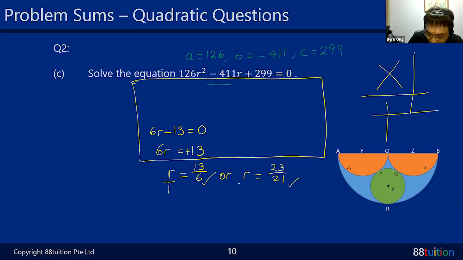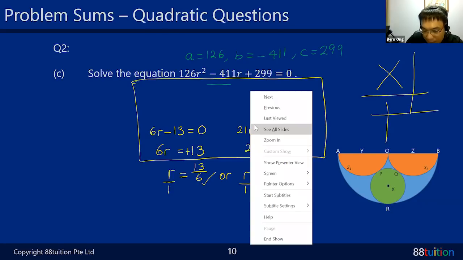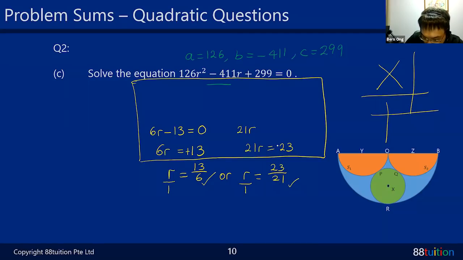Down here, same thing. R over 1 is 23 over 21. You do a cross multiplication. 21 times R is 21R, equal to 1 times 23, 23. Bring everything to the left-hand side. 21R, and the 23 is positive, so bringing it across will be minus 23. After you bring across, it will become 0. Then what do you do? On top here, you can put them in brackets already: 6R minus 13.